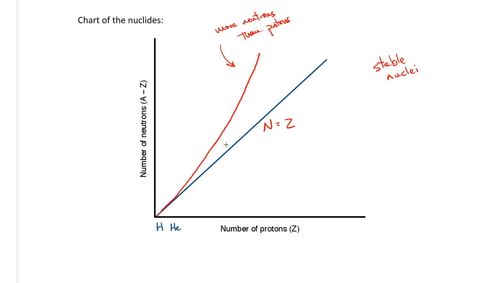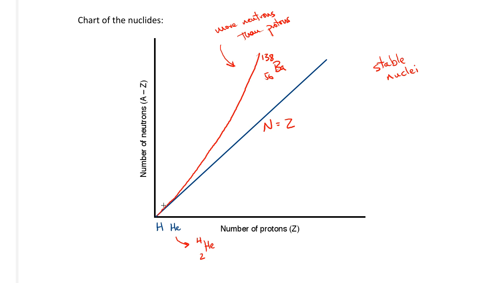To give you some examples that we looked at earlier in the video, remember that helium had 2 protons and 2 neutrons looking like that, whereas moving further to the right, barium, which had 56 protons, we saw had 82 neutrons, giving it a mass number of 138. So it would lie along the graph somewhere up here.